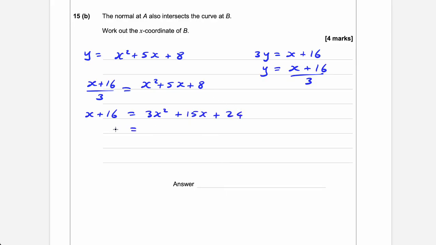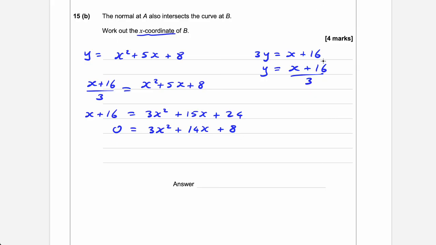Let's make all this equal to 0. I have 3x squared plus 14x, because I'll subtract this x, and I have 24 minus 16, which is 8. I have to now solve this equation, guys. Sorry, he only wants the x coordinate, so good, I don't need the y. I need to factorize this.